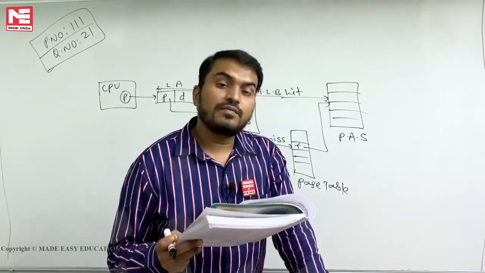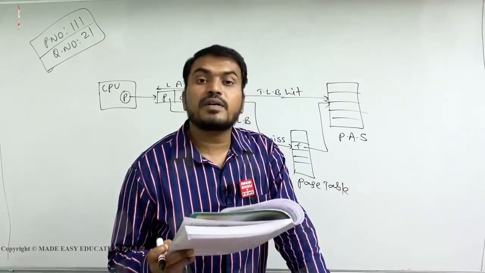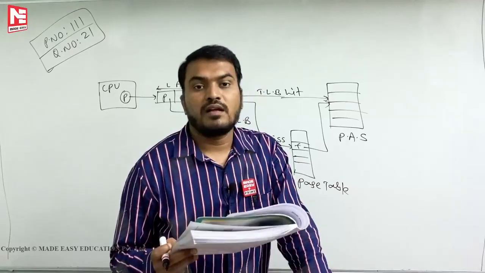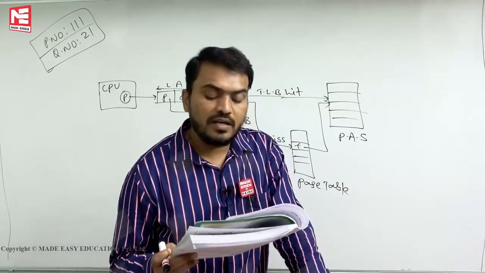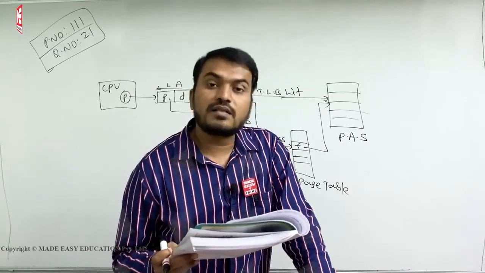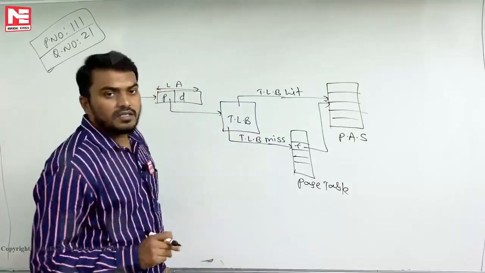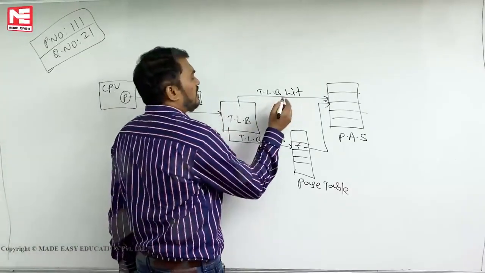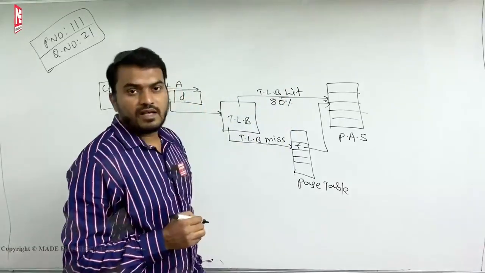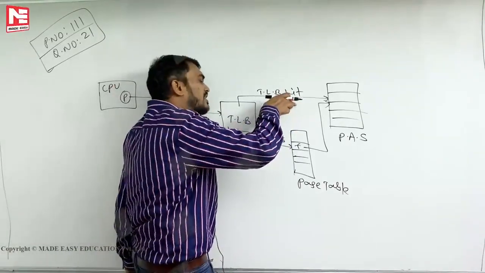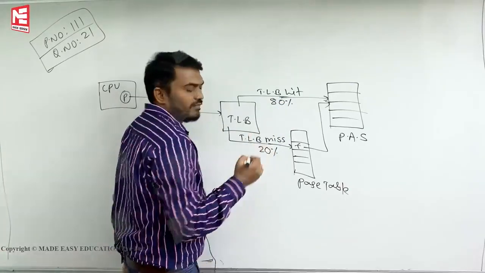80% of references are found in the TLB and of the remaining, 10% cause page faults. Understand this point carefully. 80% references are found in the TLB and of the remaining, 10% cause the page fault. What does this mean? Somebody is understanding it in a wrong way. 80% references are found in the TLB. So now tell me, the TLB hit ratio is how much? 80%. Very clear. Remember, the TLB hit ratio is 80%. Then obviously the TLB miss ratio will be how much? 20%. Is that clear?